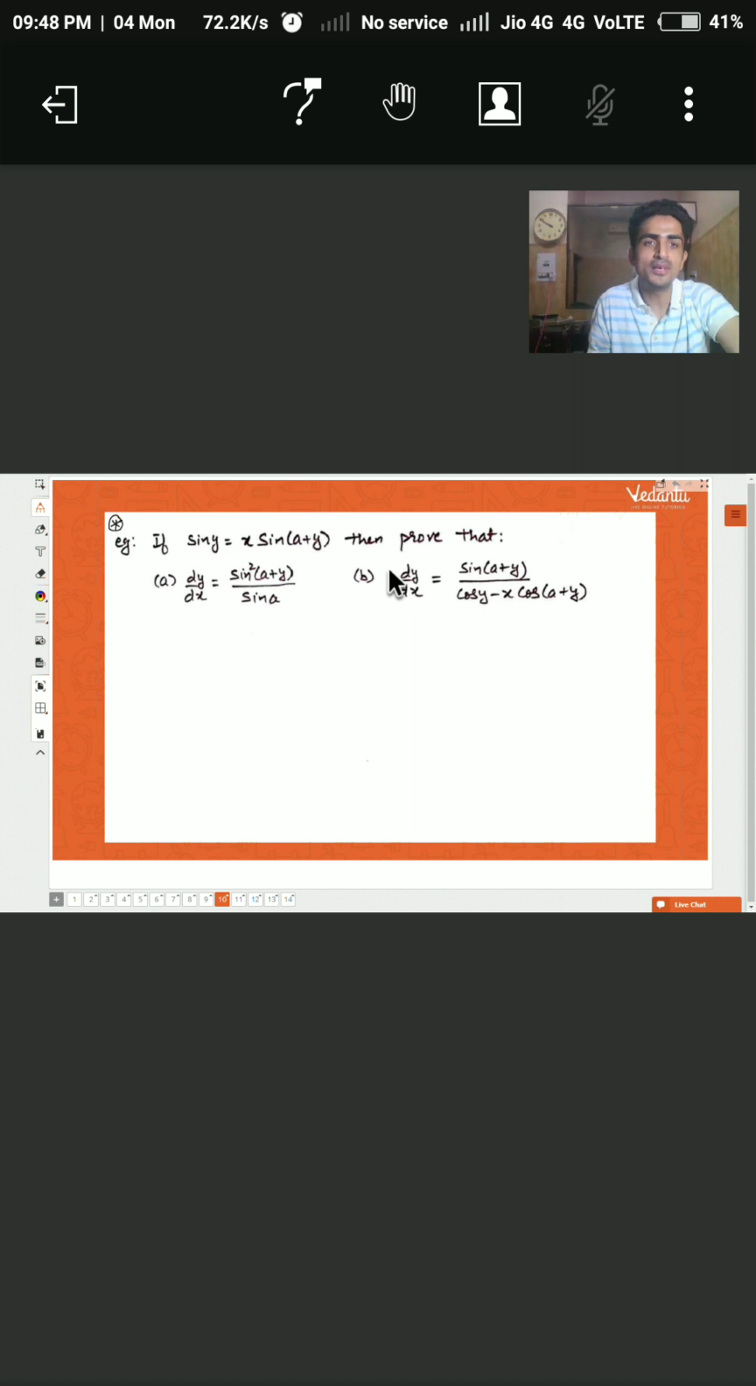Like in this case, try to see, if sine y is equal to x sine of a plus y, then we have got to prove the derivative is this as well as this. It has two different shapes. Okay. First of all, let me just prove the direct one. B part. It is direct. I'm applying the shortcut now, okay, so that you just practice that shortcut thing.